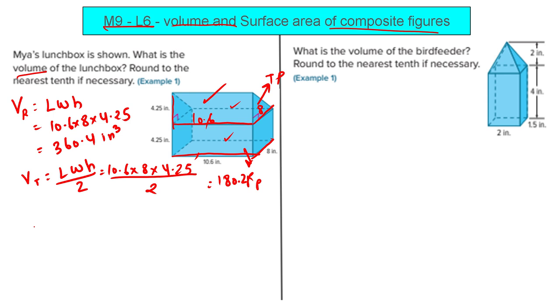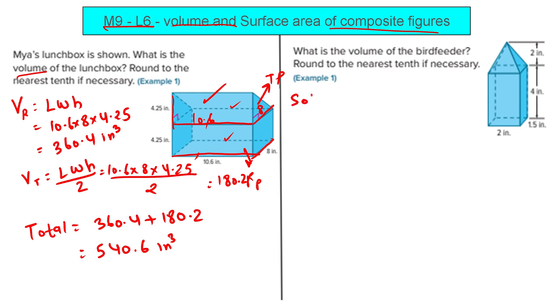180.2. Now because we need the total volume, I will add both of them. 360.4 plus 180.2, it will give you 540.6 inch cube. This is it, just nothing new.